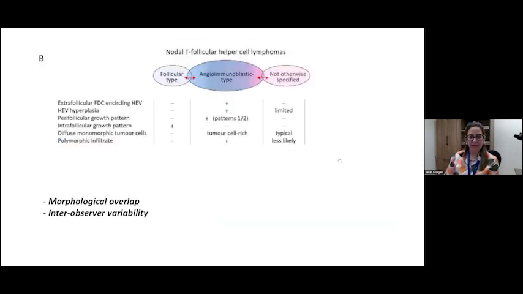Despite the fact that we have histologically identified entities under the nodal T follicular helper cell lymphoma, there is quite a considerable morphological overlap and inter-observer variability. And as we see here, this figure is from the WHO 5th edition, they have a lot of overlapping features, and sometimes it's hard to tell which type we are dealing with.